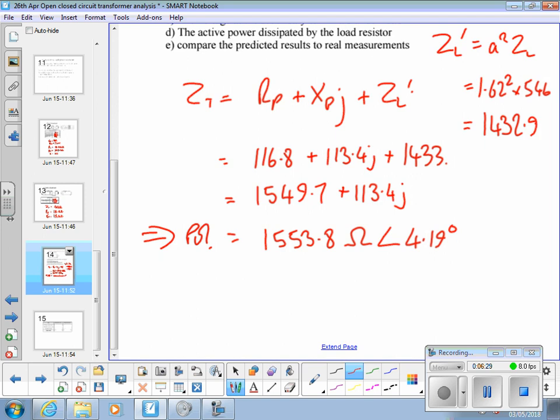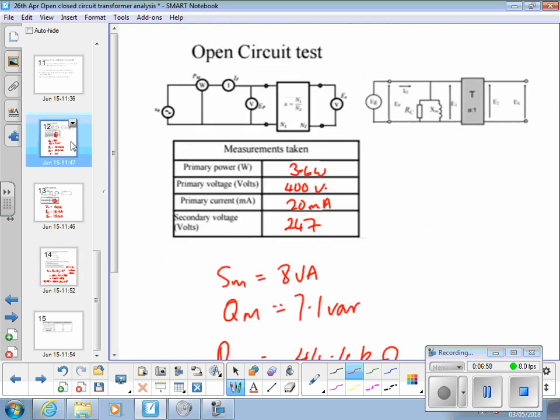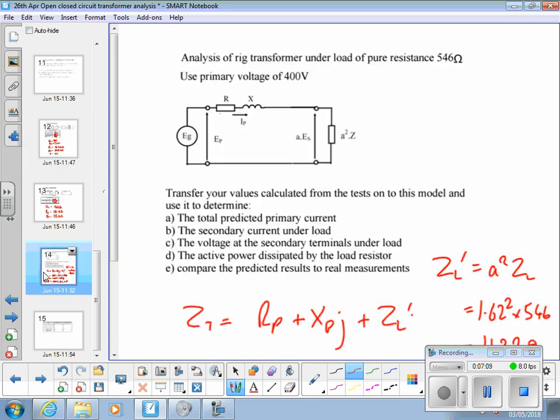How does that compare? 5.9? Yeah. So we're talking about 6 ohms in 1500. Do 6 over 1500 times 100%. Not very much. We're probably using a few too many significant figures here, considering that our original measurements were at best 3 significant figures. So really, we should probably only be using 3, but no worries, we'll carry on.